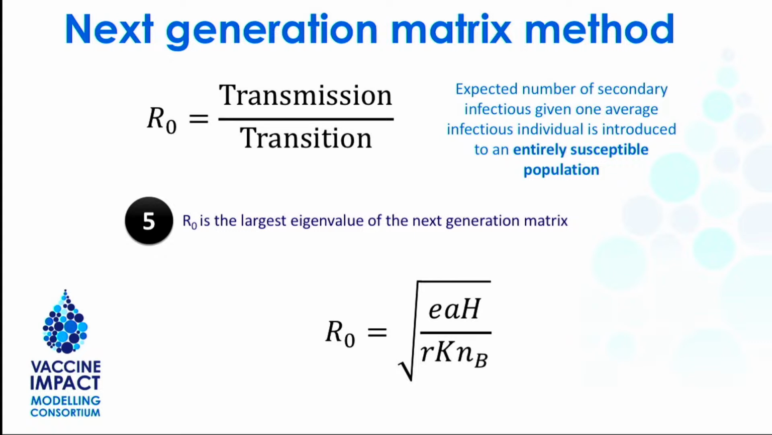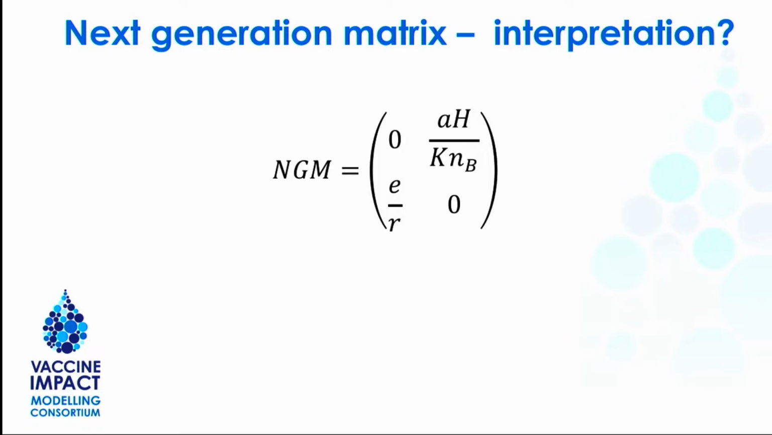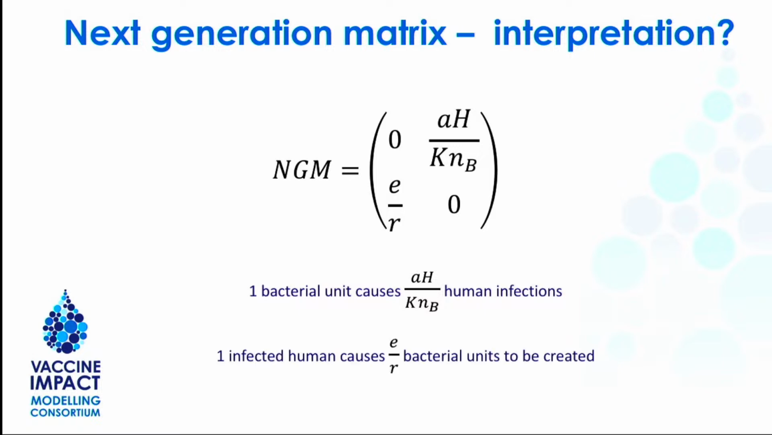But if we only stopped here, we'd be missing some of the information that we've worked so hard to get from the next generation matrix. So let's go back to it. If we've got this, we've got quite a lot of information. So if we think about what it's telling us, we've got infected I and B here. So one bacterial unit or an increase in the bacterial concentration leads to this many new human infections. Similarly, one new infected human causes this many bacterial units to be created.